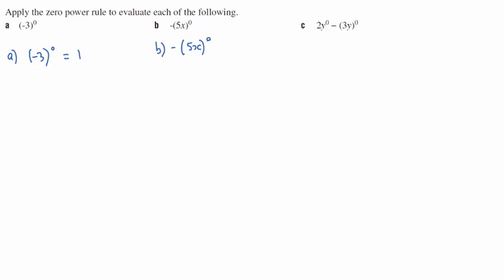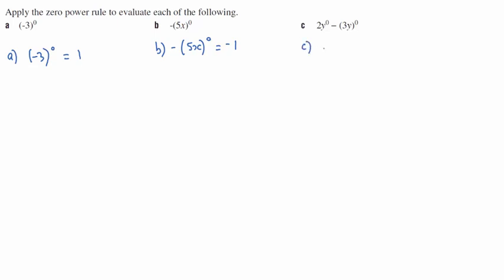Our next example is negative bracket 5x to the power of 0. Now at first glance you might think the answer is 1, just like in part A. However, we need to be a little bit careful. Here you'll note the brackets do not include the negative at the front. So when we raise 5x to the power of 0, our negative is out the front, and then we have 1, which is 5x to the power of 0. So our answer here is negative 1.